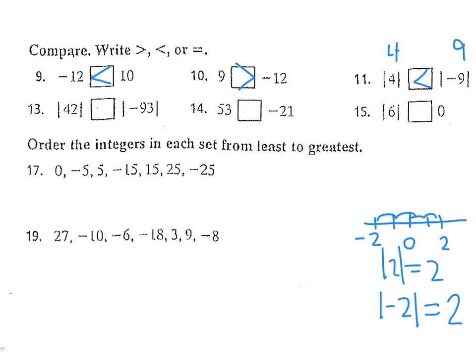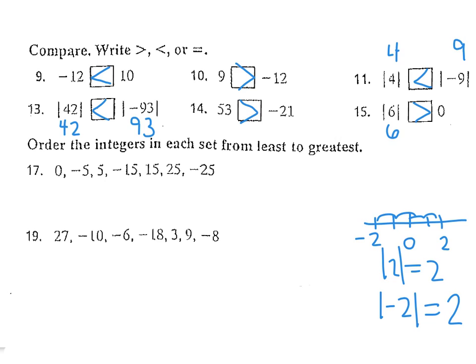Here, absolute value of 42 is 42. And absolute value of negative 93 is 93. So 42 is less than 93. 53 is above 0 and negative 21 is below 0. So 53 is greater than negative 21. And in this last one, absolute value of 6 is 6, and 6 is bigger than 0, so this is greater than.